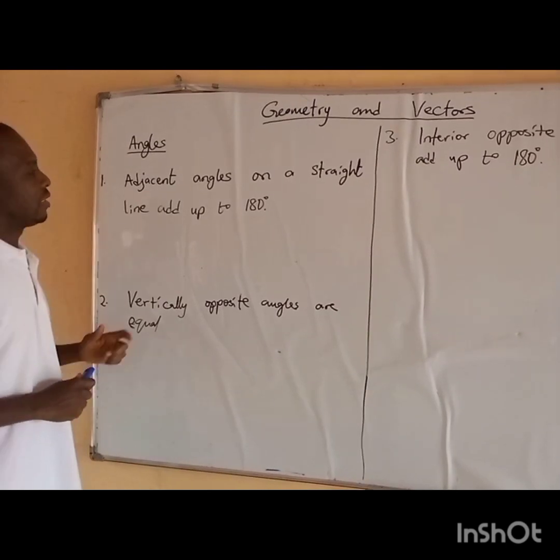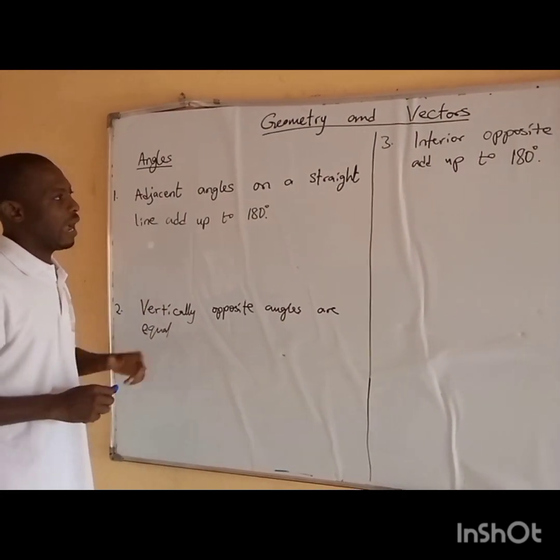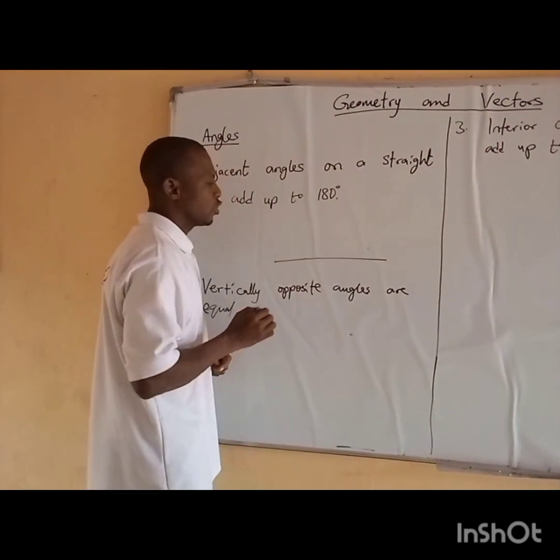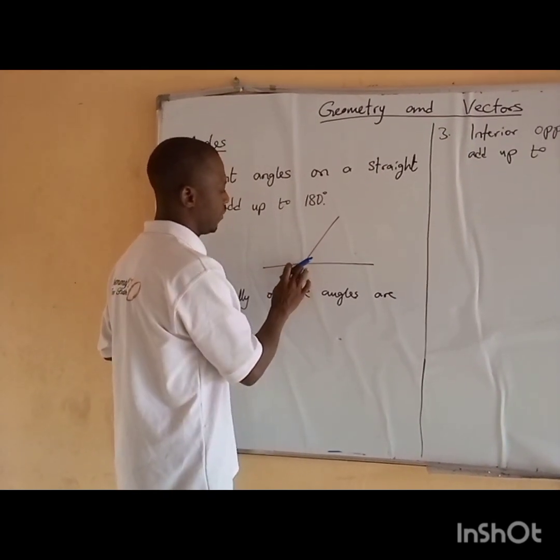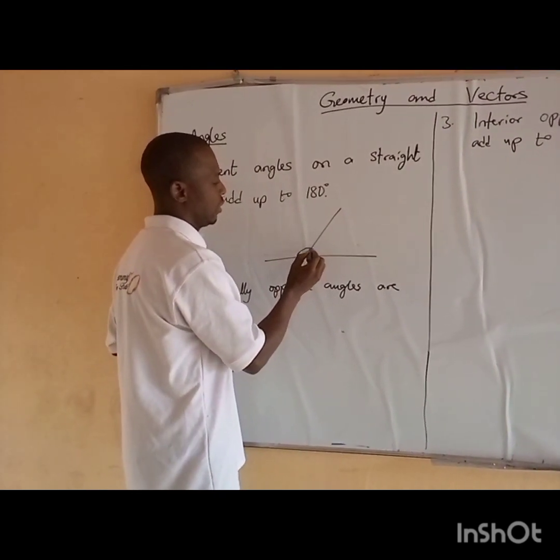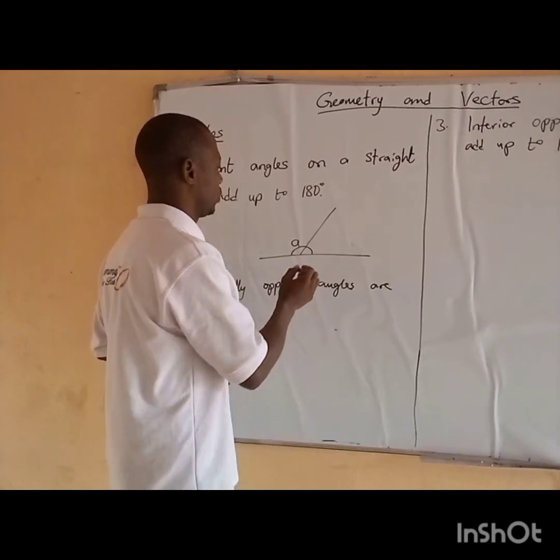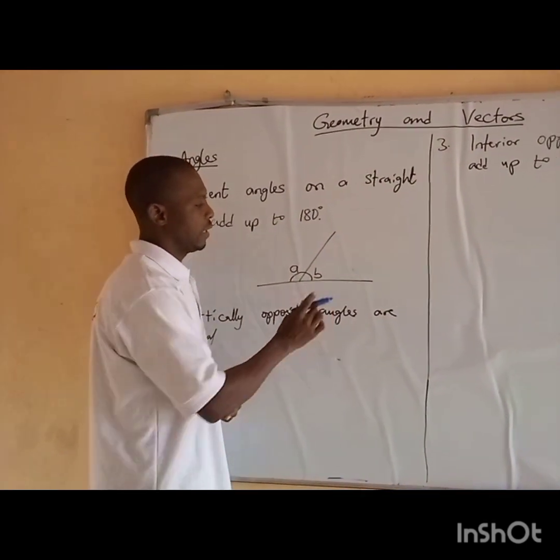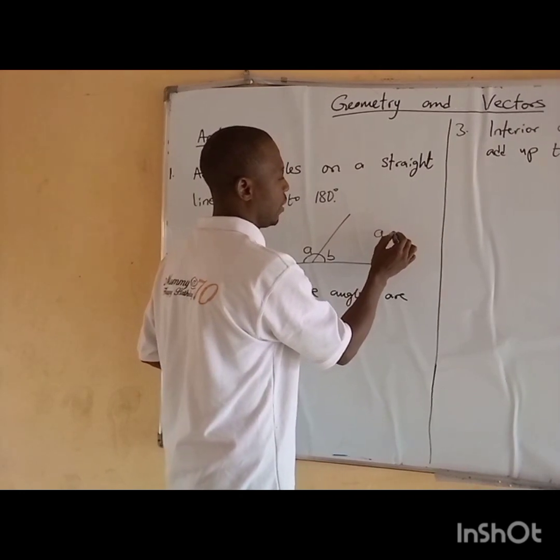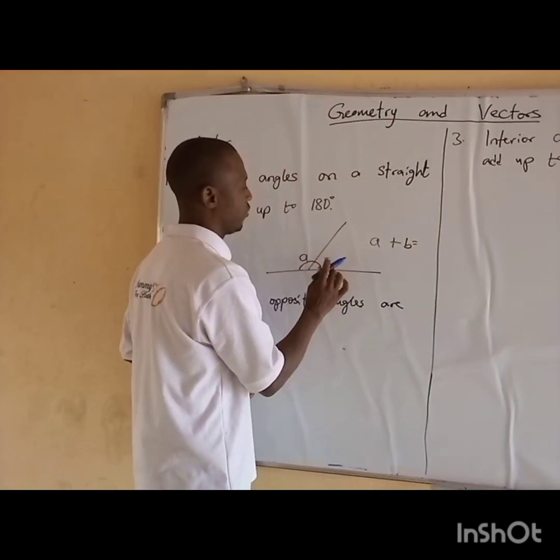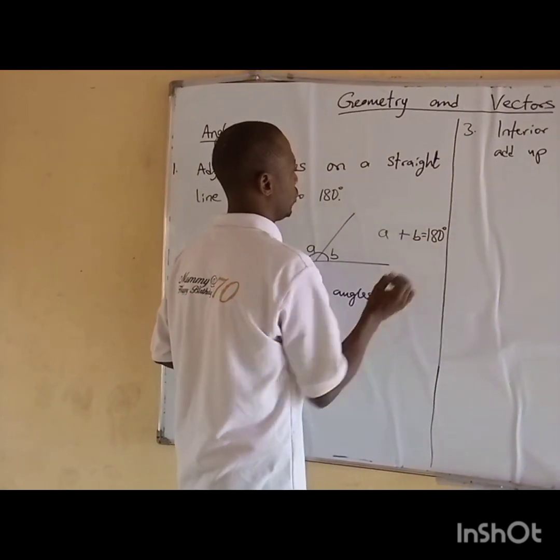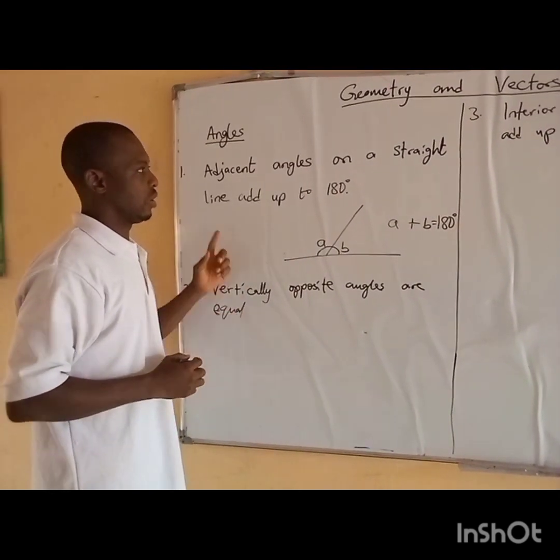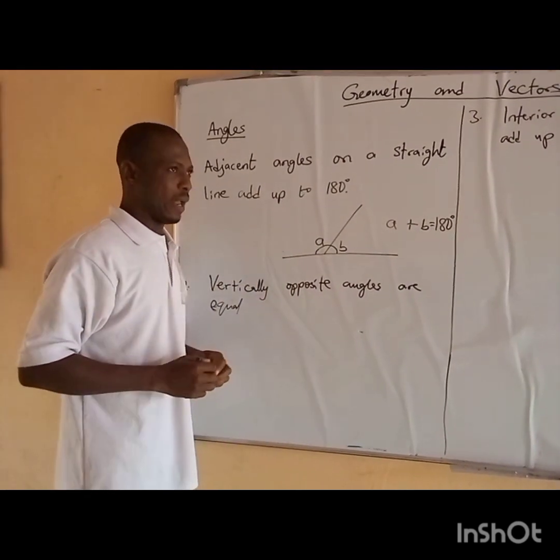Number one, adjacent angles on a straight line add up to 180. This means that if we have two angles on a straight line and they are adjacent to each other, the two of them will add up to 180. Means you have an angle like this on the straight line, and it means that the two of them is equal to 180. That is what number one means. Adjacent angles on a straight line add up to 180.